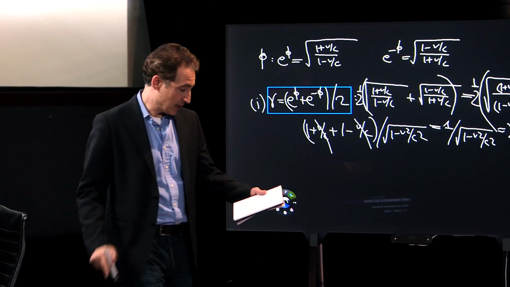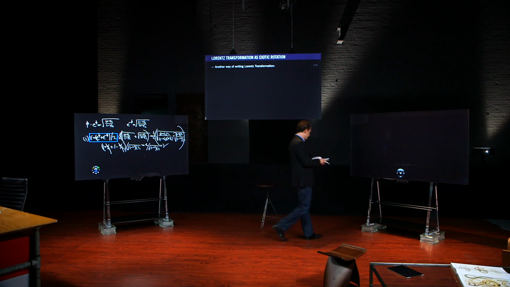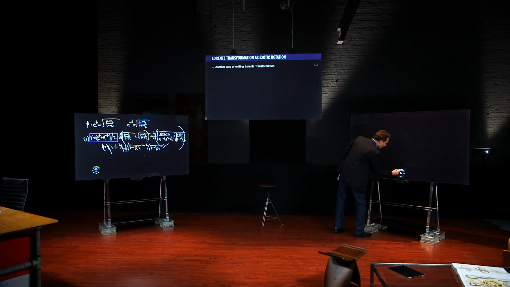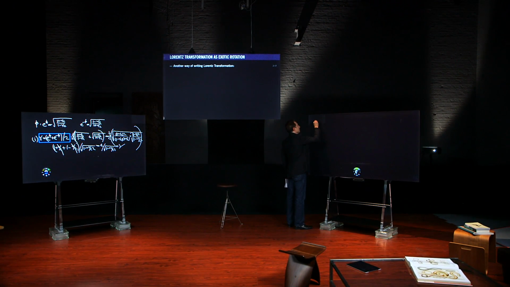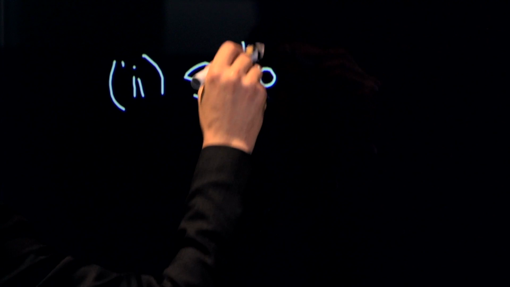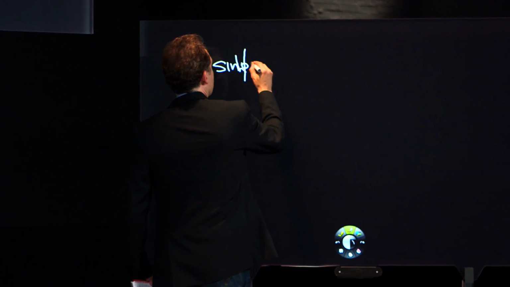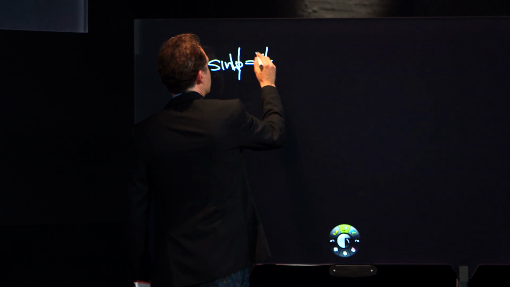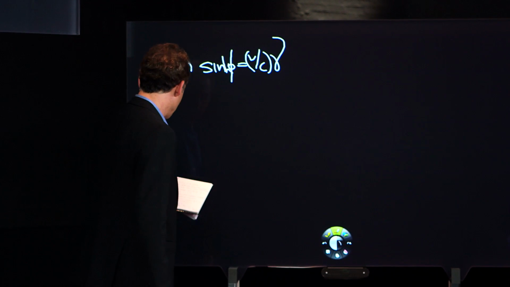Now, why is that useful? Not that useful yet, but let's just keep on going. And let's look at point number 2 over here. Point number 2 is the claim that sinh of phi, the hyperbolic sine of this variable phi, can be written as v over c times gamma. Okay? So what is sinh phi?